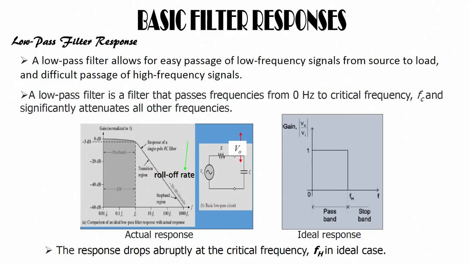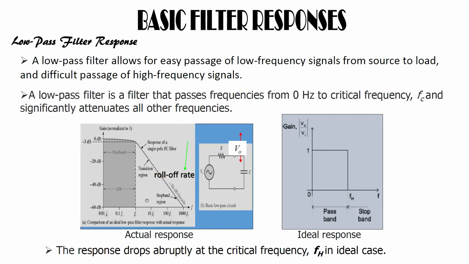So, let us see once again the low pass filter. What is a low pass filter? A low pass filter allows for easy passage of low frequency signals from source to load and difficult passage of high frequency signals. Now, if you see the circuit, the ideal response is on the right side and the actual response is on the left side. The ideal response is like a brick wall, whereas the actual response is a little bit different from the ideal response, and here a new definition comes into the picture, called roll off rate, alright.